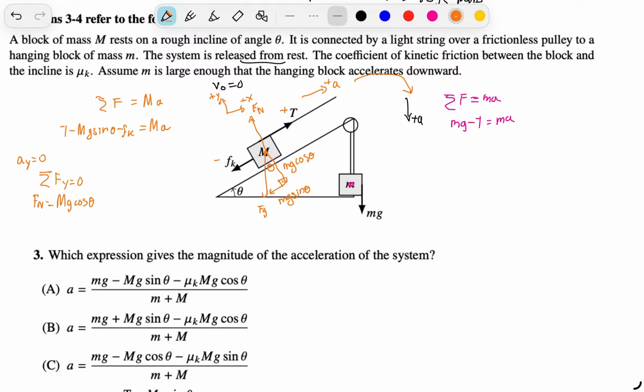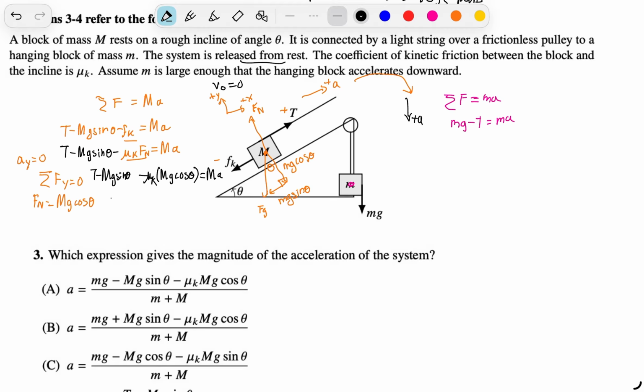Now, back to this first equation, we can see that Fk we can rewrite as mu k times your normal force for ma. So that's this thing right here. That's tension minus mg sine of theta, and you can rewrite that as mu k times mg cosine of theta is equal to mass times acceleration. So that's tension minus mg sine of theta, plus mg sine of theta. You also have mu k right here.